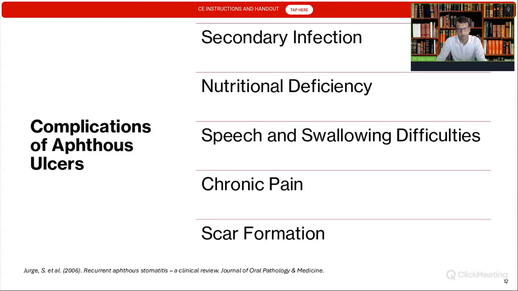Nutritional deficiency is another complication. Especially when you have multiple aphthous ulcers, it impairs the patient from eating, leading to lack of nutrition intake and definitely a malnutrition status, especially when you have recurrent aphthous stomatitis or when you're dealing with the severe cases of aphthous stomatitis.